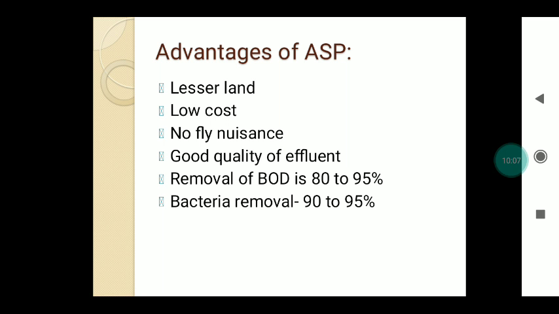The advantages of the activated sludge process are that it requires less land for its construction and has low cost. There is no fly nuisance, that is, no fly breeding or mosquito breeding, and it gives good quality effluent. It removes BOD by about 80 to 95 percent and bacteria by about 90 to 95 percent. These are the advantages of the activated sludge process.